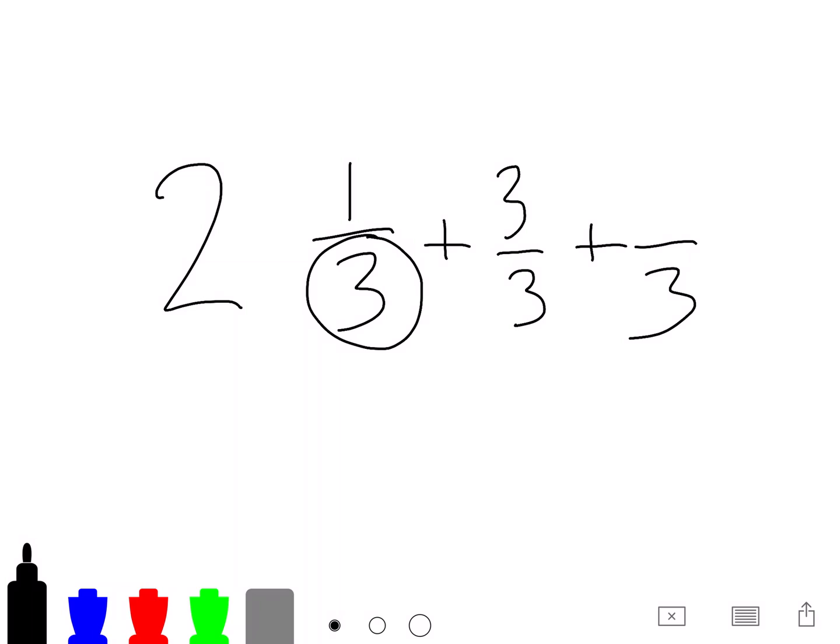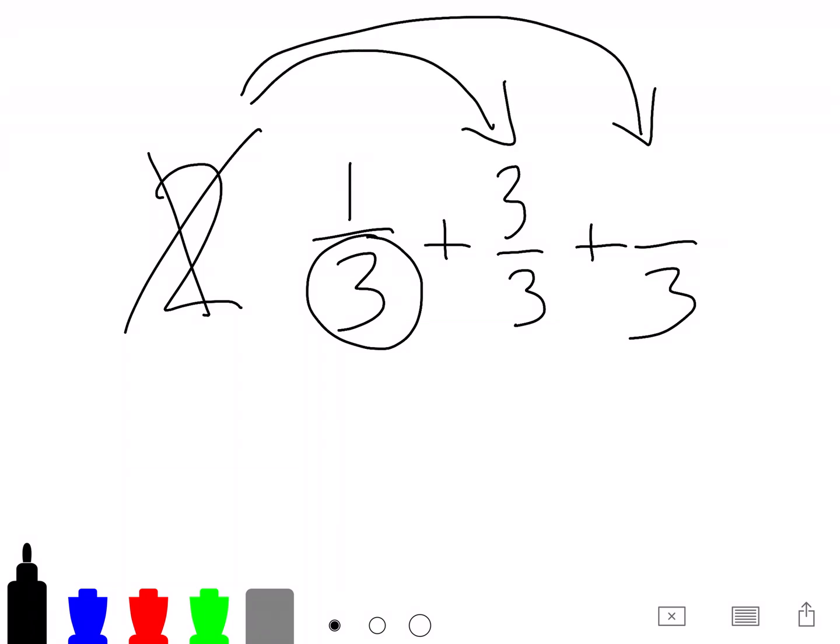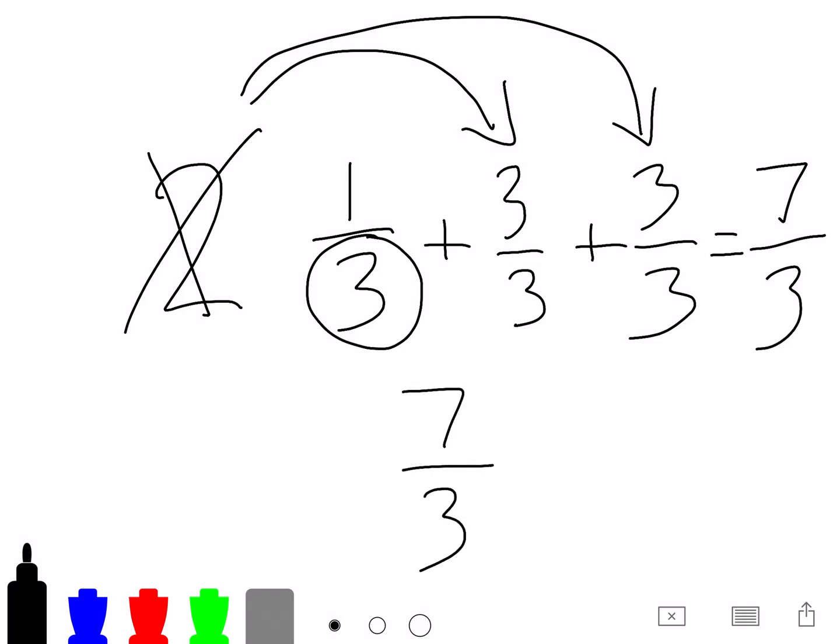So what we're going to do is convert that number 2 into 2 new fractions: 3/3, which equals 1, plus 3/3, which equals 1. So now we can go ahead and add this up. And remember, all we do is add the numerators when we add fractions. So we're going to add 1 plus 3 plus 3, which equals 7. And then, of course, the denominator remains 3. And we have a new fraction of 7/3.